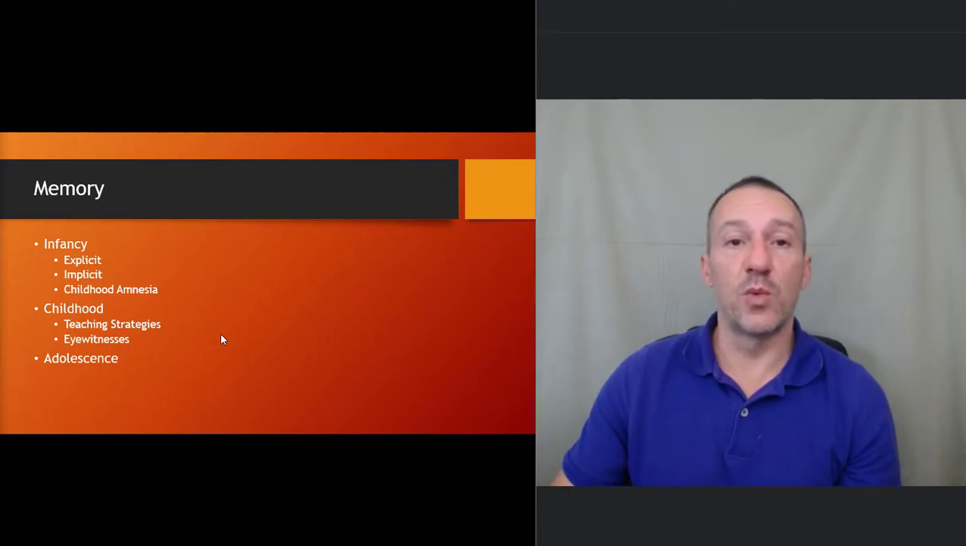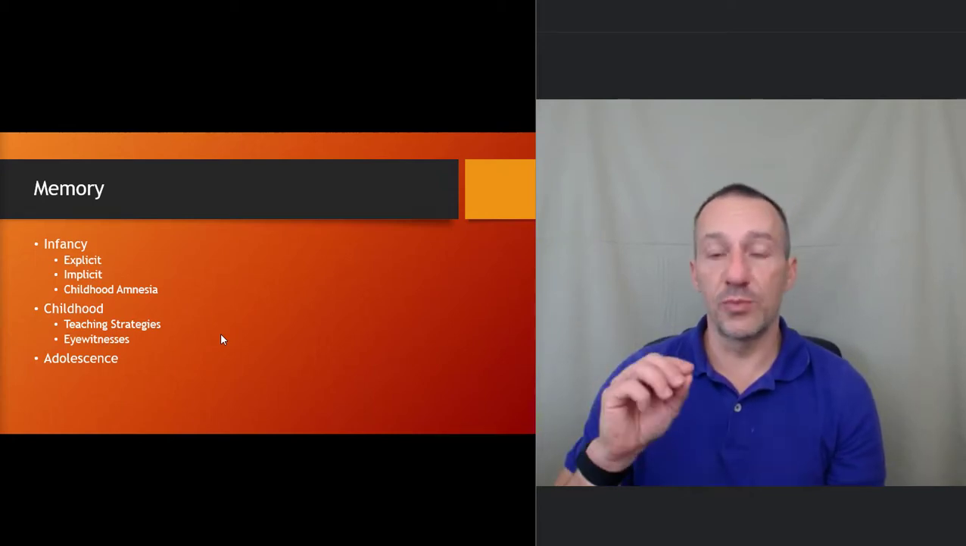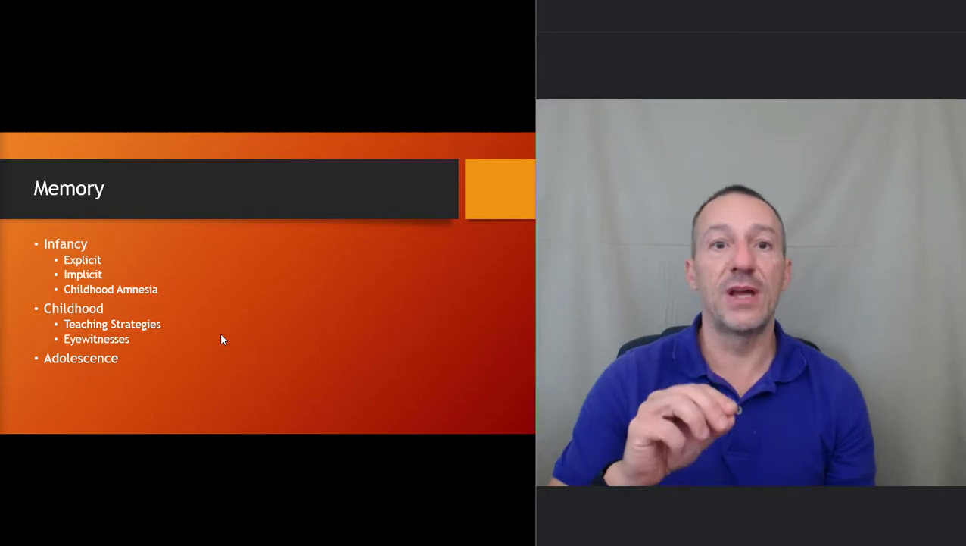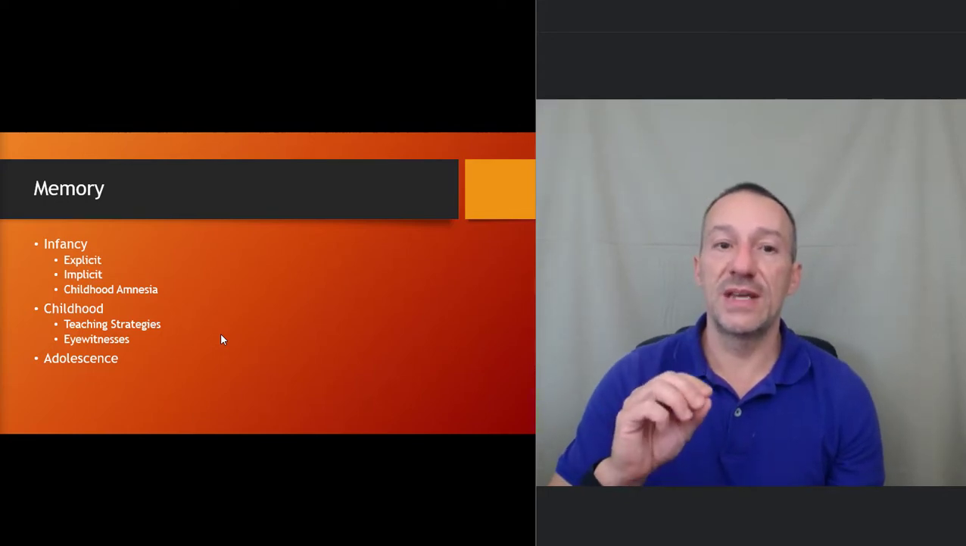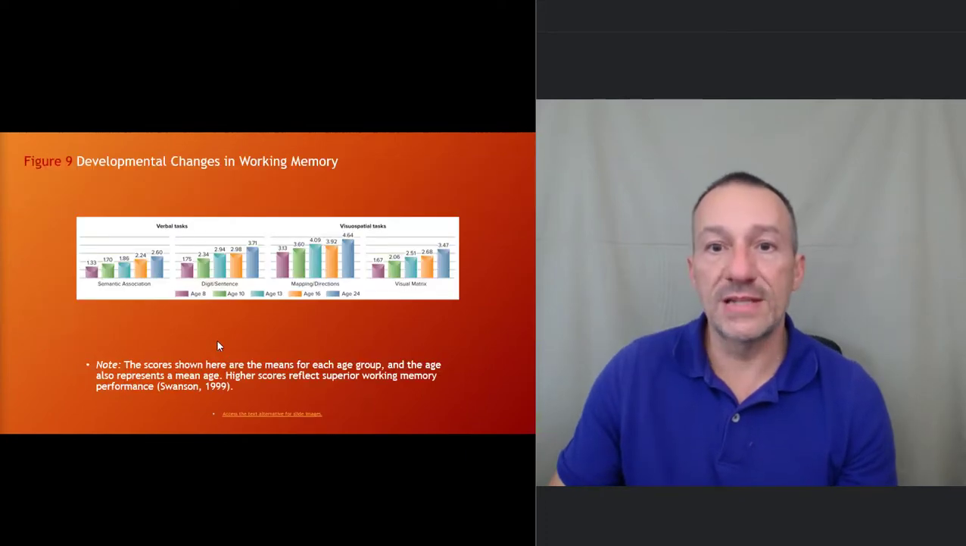Memory in adolescence does increase. Obviously, working memory increases, and the improvements in adolescence and young adulthood appear to be due to shifts in neural functioning in specific brain regions. And so they had some research on working memory. If you want to look at this, it's on figure 9, and they show the mean scores for each age group. And obviously you can see that each one of them goes up as age goes up. And so it even increases from 16 to 24.